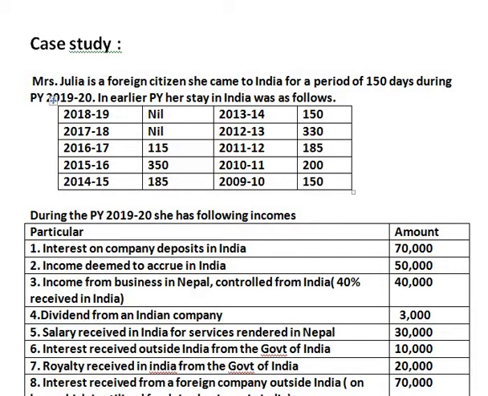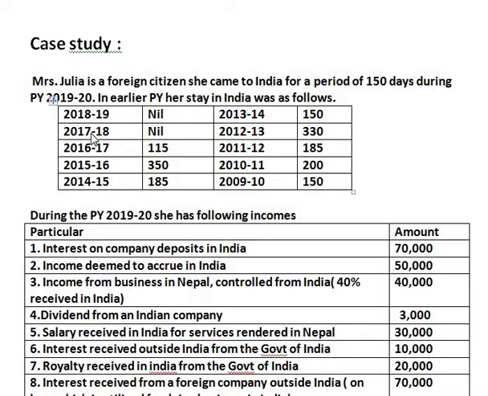Mrs. Julia is a foreign citizen. She came to India for a period of 150 days during the previous year 2019-20. In earlier previous years, her stay in India was as follows. In the year 2018-19, she has not stayed in India for a single day. That is why the number of days is nil.